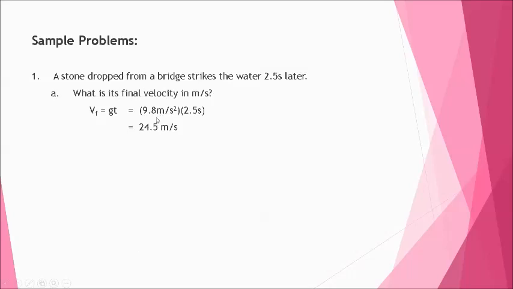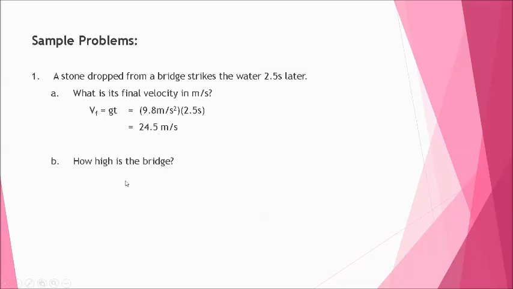Take note that for the value of G, I use 9.8 meters per second squared. Why? Because the problem specifically asks us to express the final velocity in meters per second. Kasi pag gagamitin natin yung isang value ng G, mali na, kasi magkakaiba ang unit. So solving for that, we obtain 24.5 meters per second.